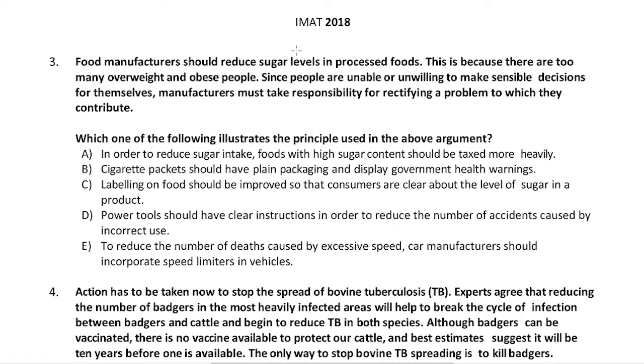Hi guys, welcome back to the IMAT test of 2019. We were left with question 3, so without any further ado, let's read it.